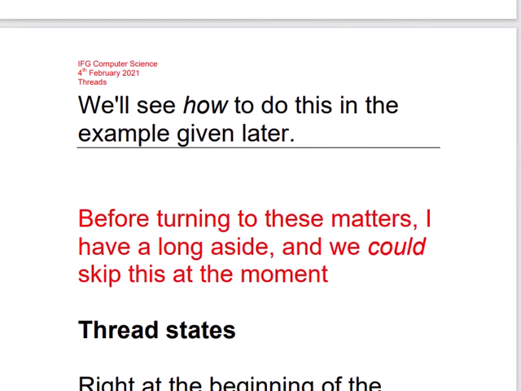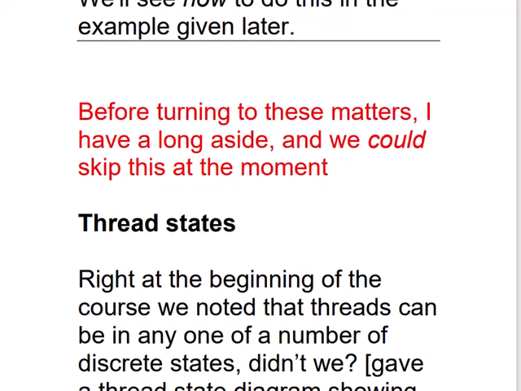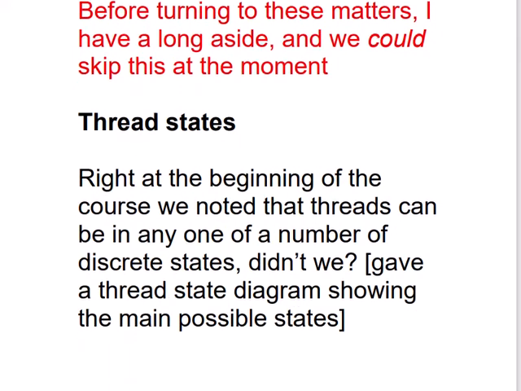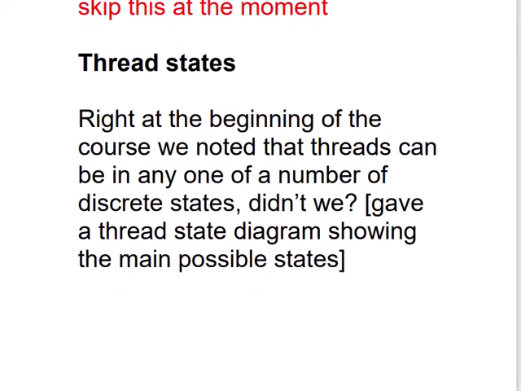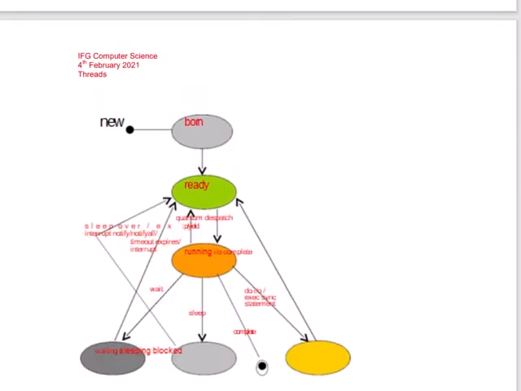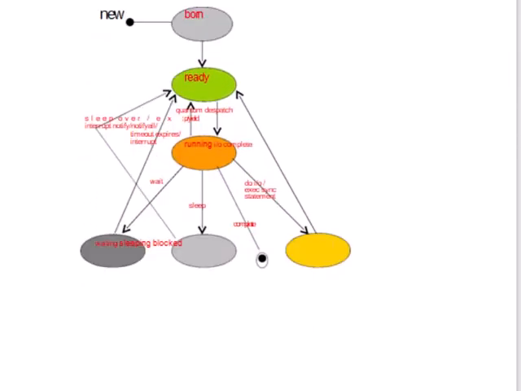Okay, so before turning to these matters, I have a rather long aside, and we could skip this at the moment, but I'm not going to. Right at the beginning of the course, we noted that threads can be in any one of a number of discrete states, didn't we? I gave you a thread state diagram showing you the main possible states, and it looked a bit like this.